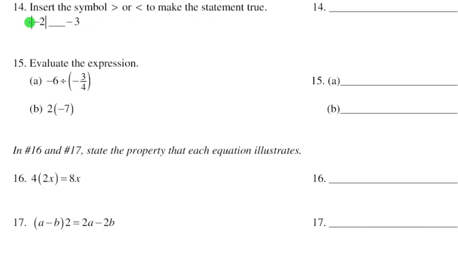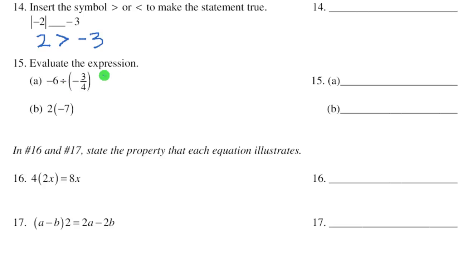In this problem, we have the absolute value of negative 2. Now, the absolute value of negative 2 is positive 2. We're comparing it to negative 3. And as you know, a positive is always greater than a negative number, so we're going to use the greater than sign.